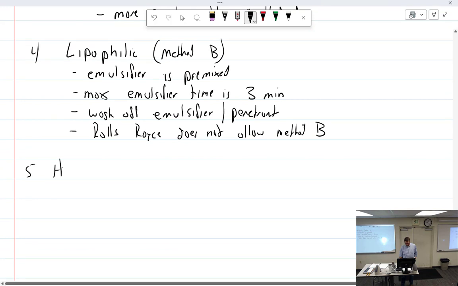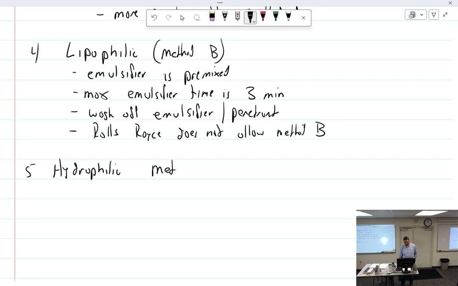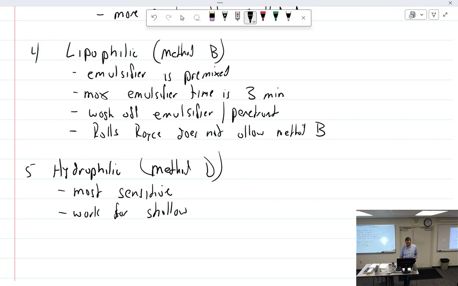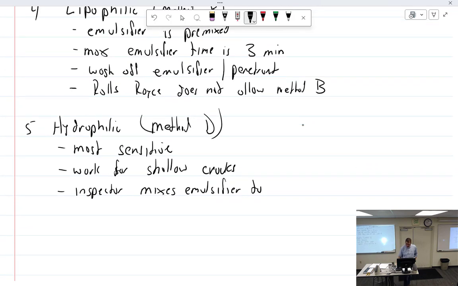Then we have the hydrophilic, which is method D, Delta. This is the most sensitive. Works for very shallow cracks. The inspector mixes the emulsifier to control sensitivity.